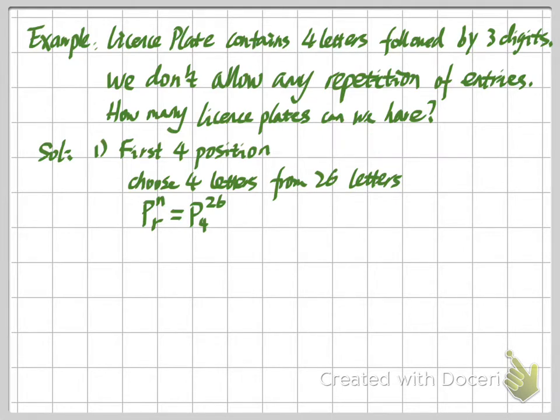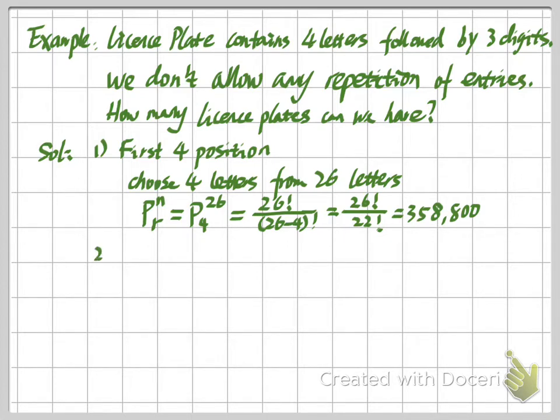Now we just use our formula for this question. It is 26 factorial divided by 26 minus 4 factorial. In other words, this is 26 factorial divided by 22 factorial. If you want to compute this, you can use a calculator to get the answer, 358,800. So this is the answer for the first part.